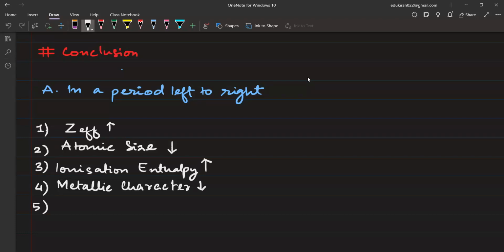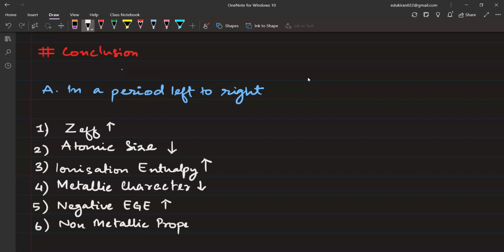Right, the fifth one that we saw today, the negative electron gain enthalpy. Obviously it will increase because what's happening? Nuclear charge is increasing and atomic size is decreasing. Now, related to negative electron gain enthalpy is the non-metallic character. Non-metallic property, that will also increase.